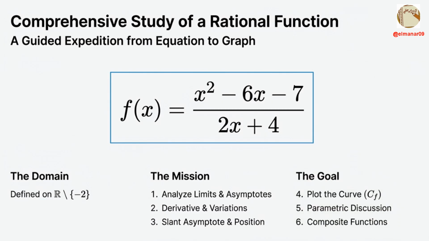And finally, look at the goal. This is the prize at the end of the tunnel. 4. Plot the curve, CF. We're going to take all that data and put it on paper. It's going to be a masterpiece, I promise you. 5. Parametric discussion. We'll spice things up and see how things change when we throw in some extra variables. 6. Composite functions. We'll wrap it all up by seeing how this function plays with others.